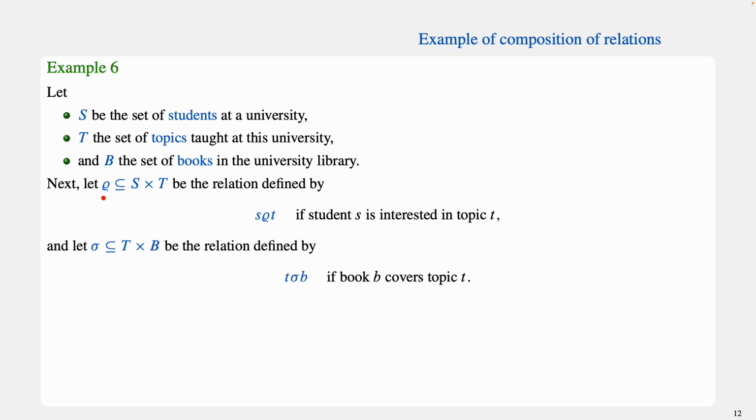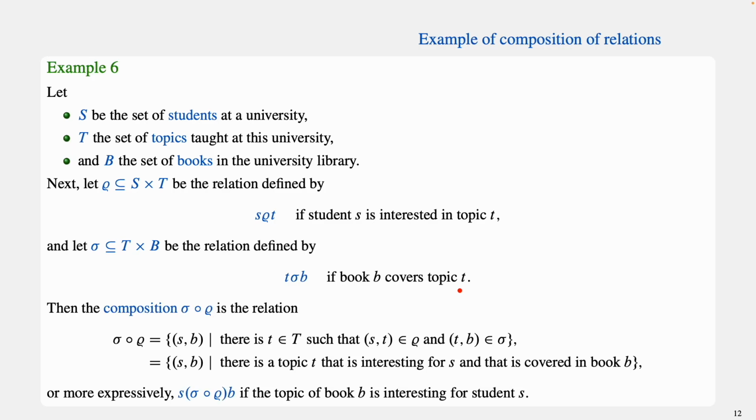So for example, the relation rho between the students and the topics is defined as follows: S rho T. The student S is related to the topic T if student S is interested in topic T. And another relation sigma, defined on the set of topics and books, is the relation defined by T being related to B via sigma if the book B covers the topic T. And now we can form the composition of these two relations.